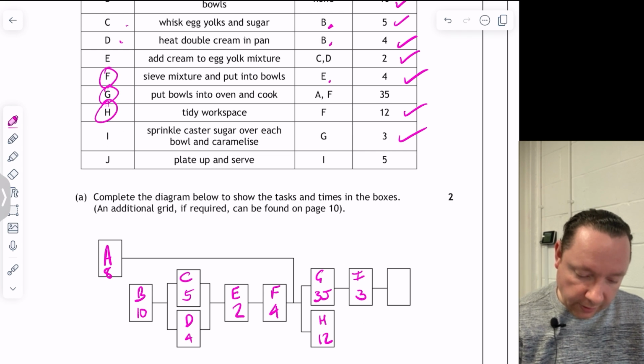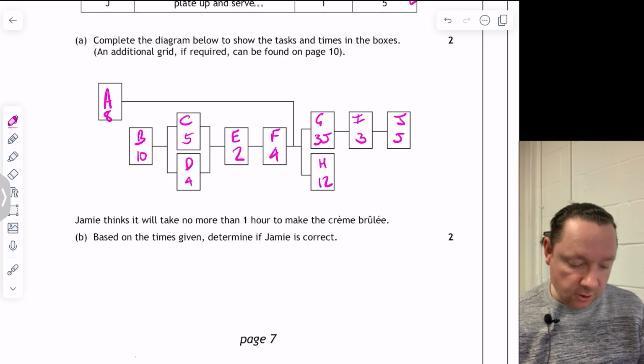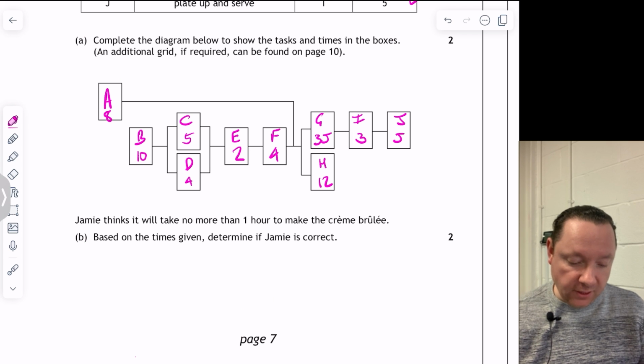And after I is J, and that takes 5. And there's our completed chart. Jamie thinks it'll take no more than an hour to make the creme brulee. Based on times, is he correct?